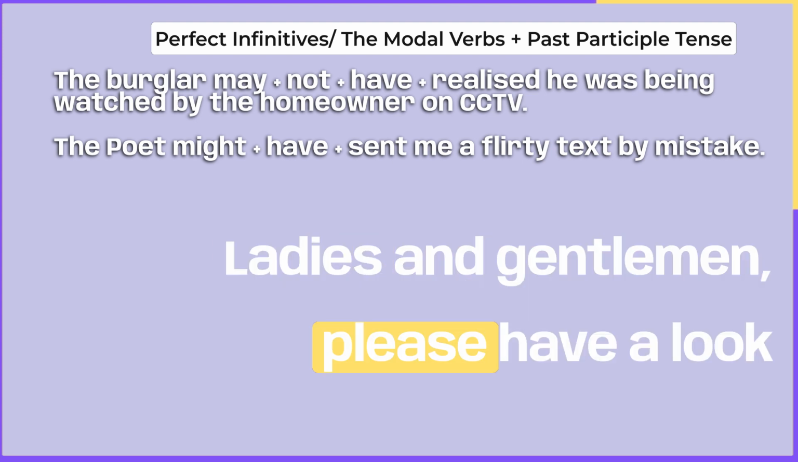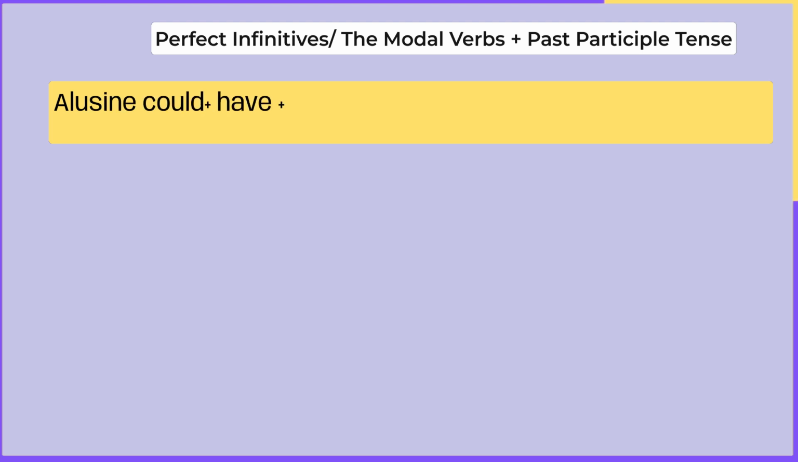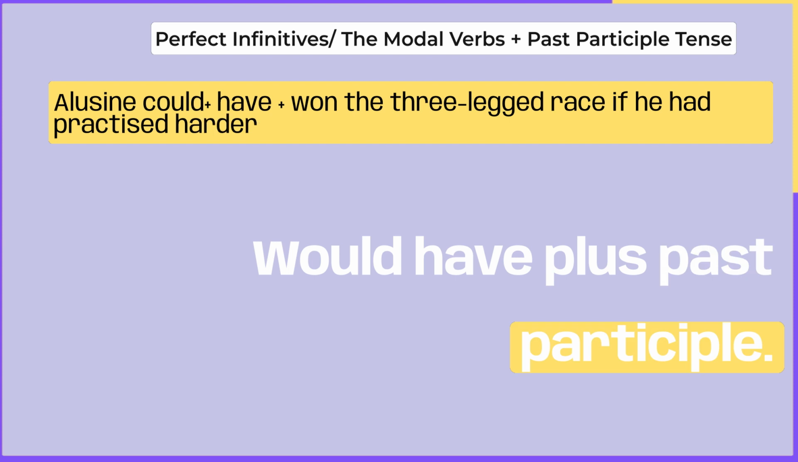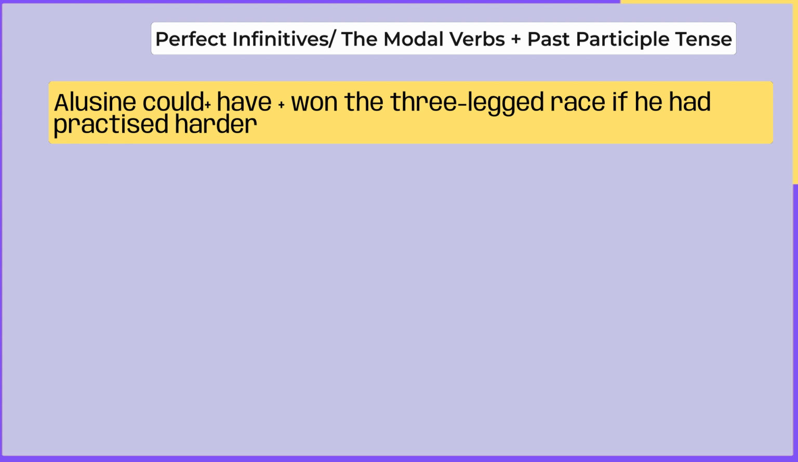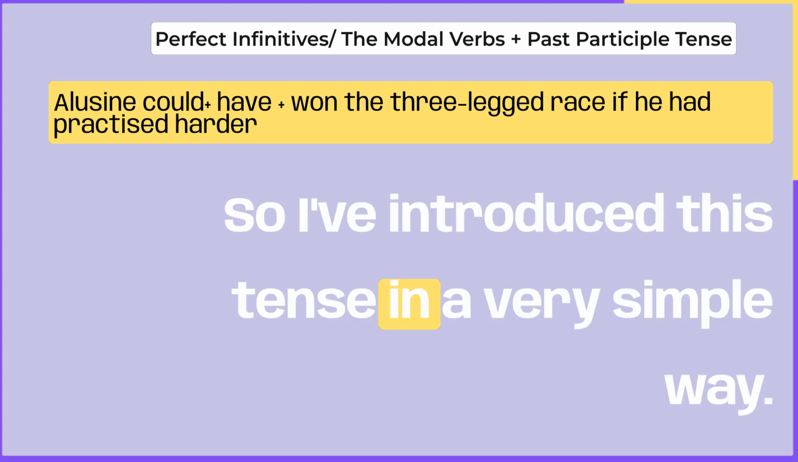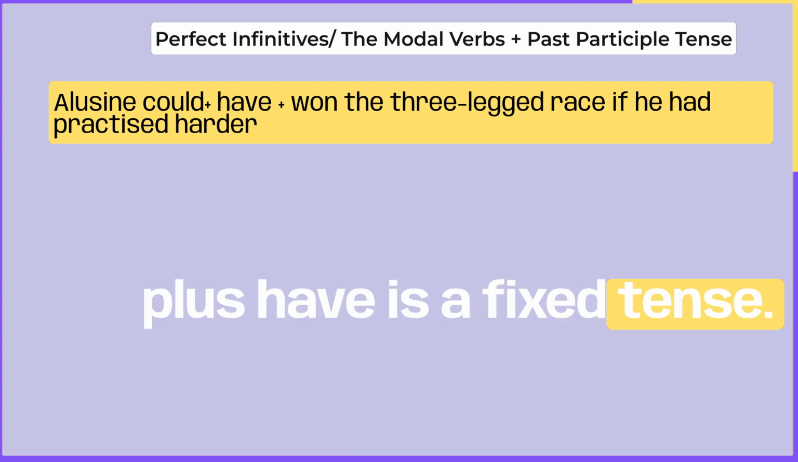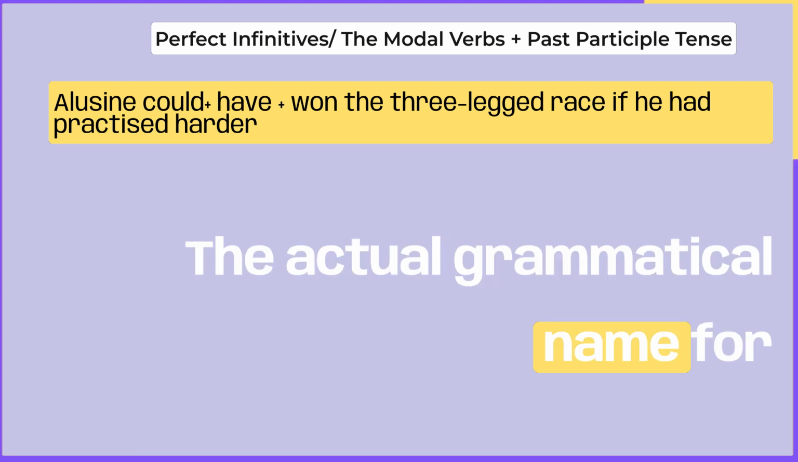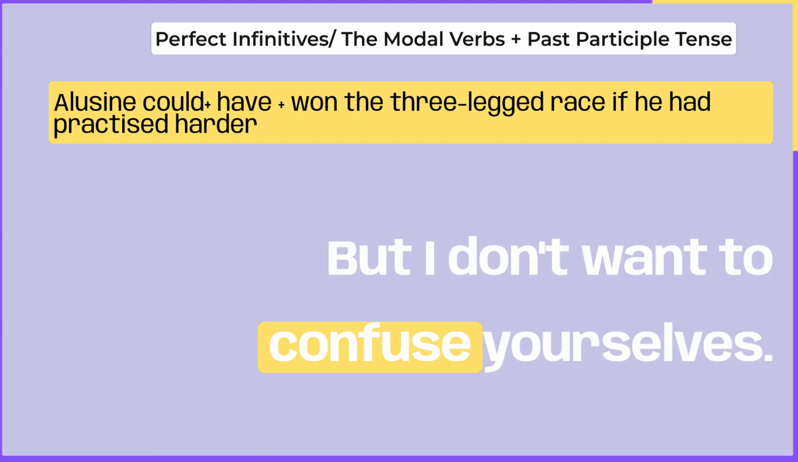Ladies and gentlemen, please have a look at the example on the screen. Would have plus past participle. This is what we call the third conditional. So I've introduced this tense in a very simple way. I just went would plus have is a fixed tense. The actual grammatical name for it is the third conditional. But I don't want to confuse yourselves.